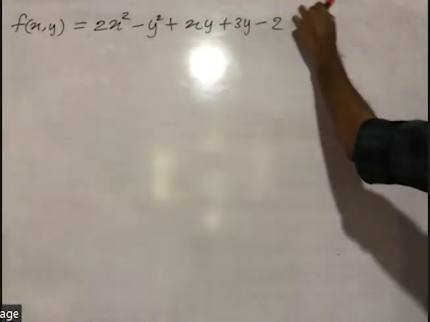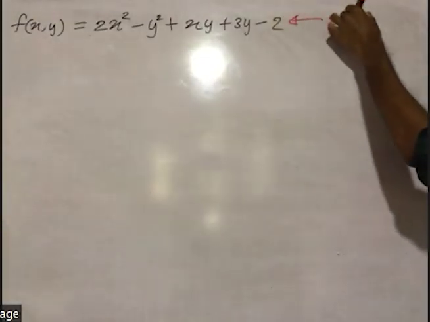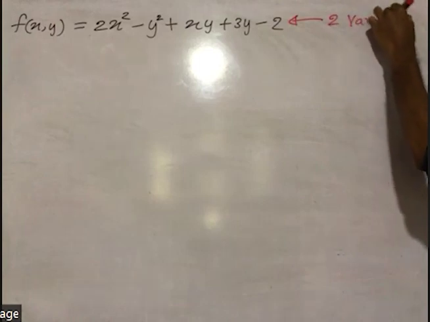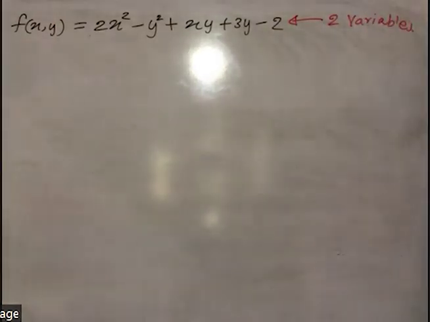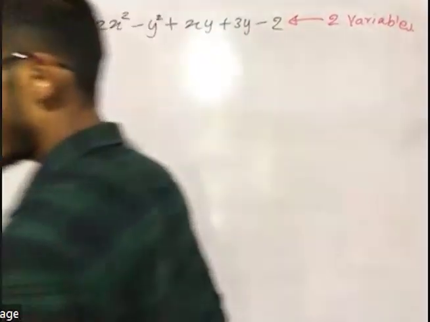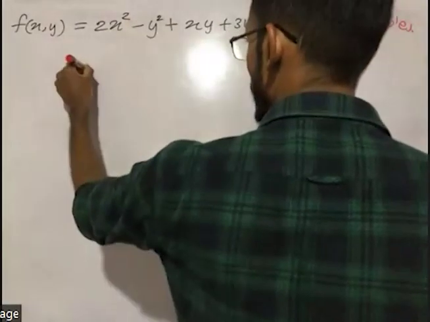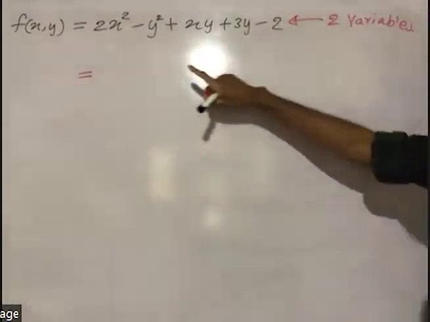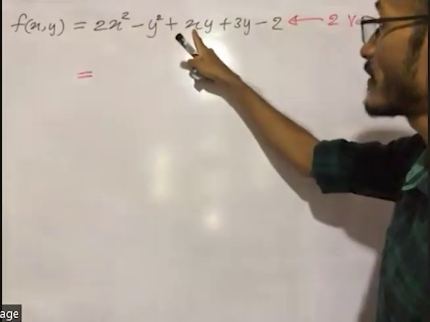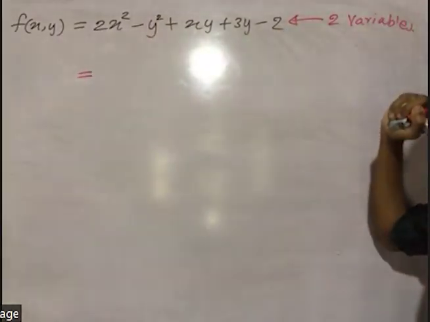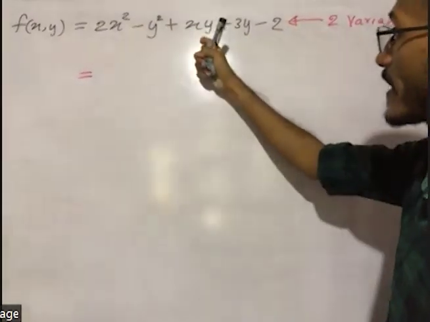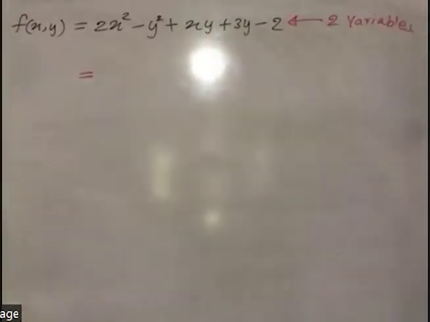So basically, this one has two variables, but we can express this as a quadratic function of x or y. Look at this one. Here we have x² term, here we have x term and a constant term. Here we have y² term, here we have y terms and a constant term.